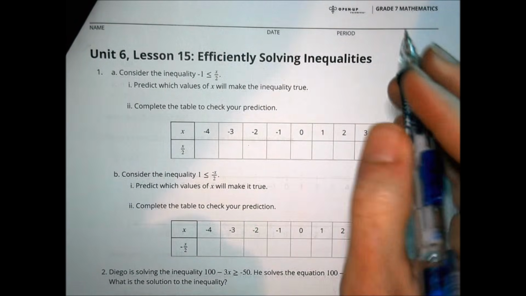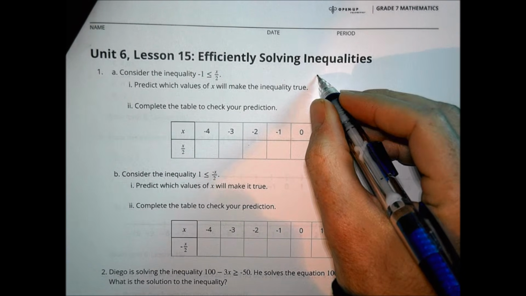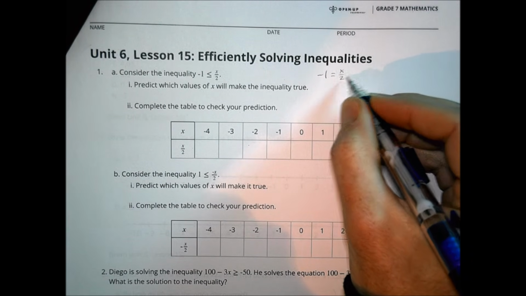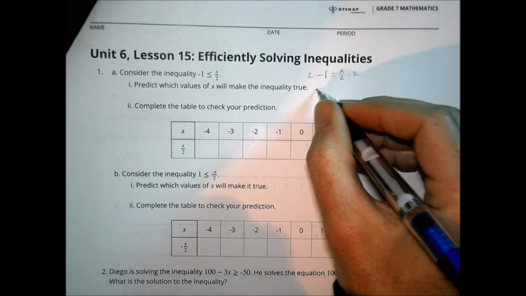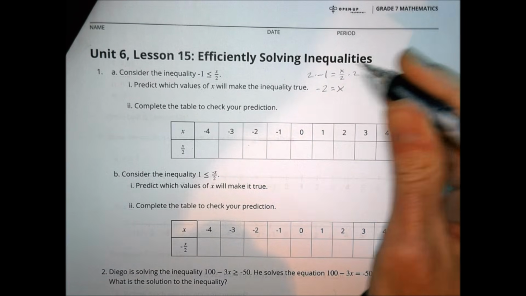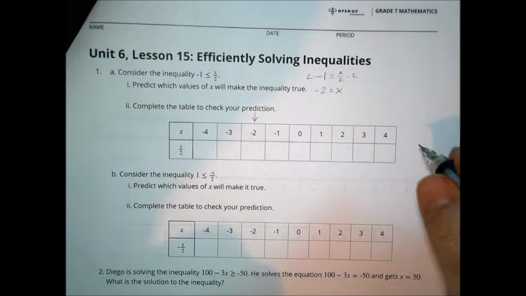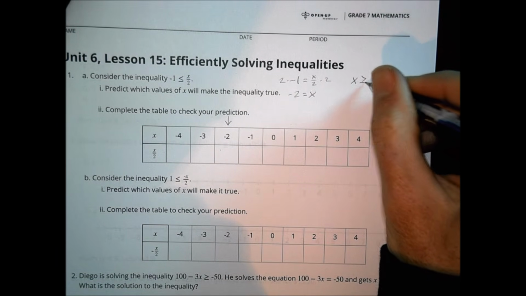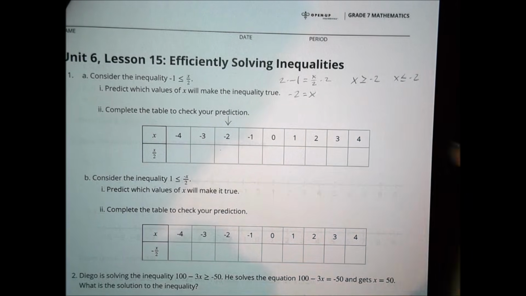Let's see. The way I would do this one is as an equal sign. So negative 1 equals x over 2, and we multiply both sides by 2 to get the x by itself. So negative 2 is going to be equal to x. This becomes our boundary marker. Our boundary is here at negative 2. So now, using that as our boundary, is x going to be greater than or equal to negative 2, or is x going to be less than or equal to negative 2?